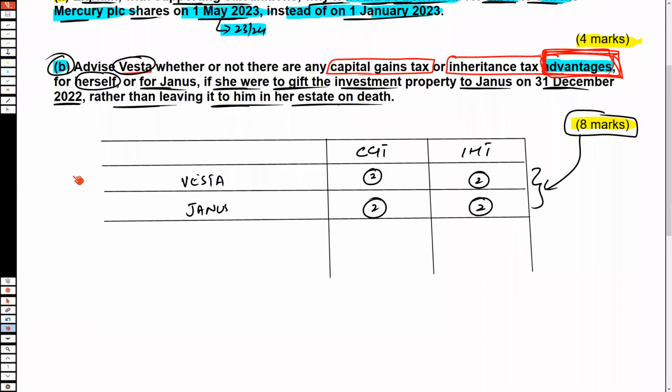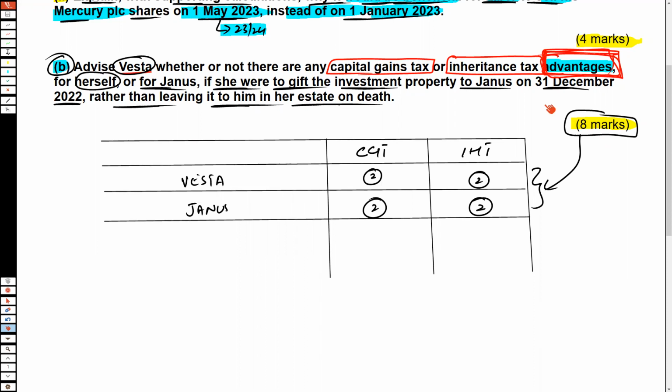We also have planned for answering part B of the question: advise V whether or not there are any CGT or IHT advantages for herself or for J if she were to give the investment property to J on 31st December 22 rather than leaving it to him in her estate on death.